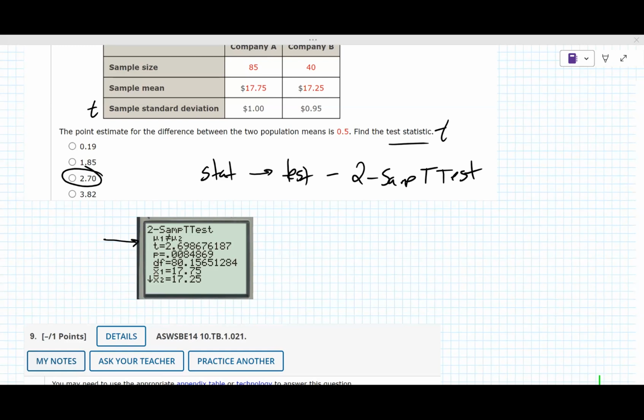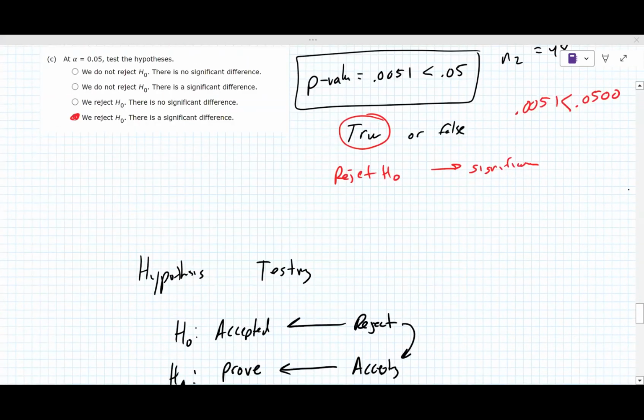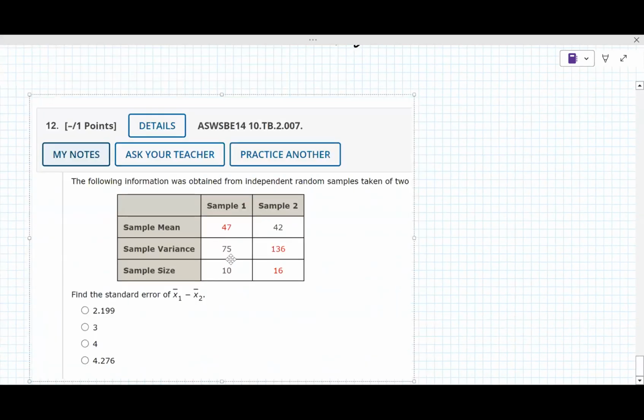2-sample t-test, TI-84 output. They give you Sx1, Sx2. Sorry, which one's the Sx1 again? All right, sorry. Scroll down here. So this time they're giving you variance. So you have to take the square root of both of these. Okay.